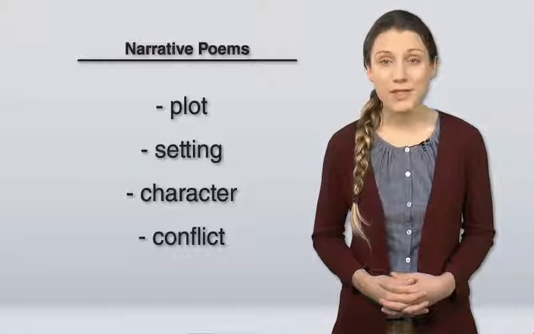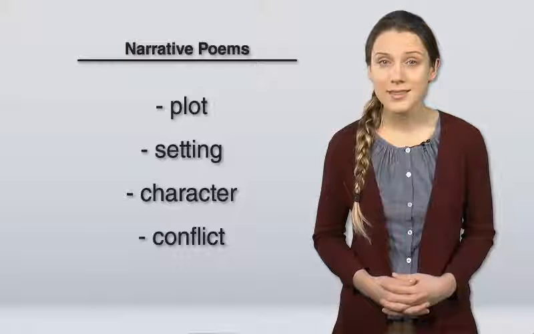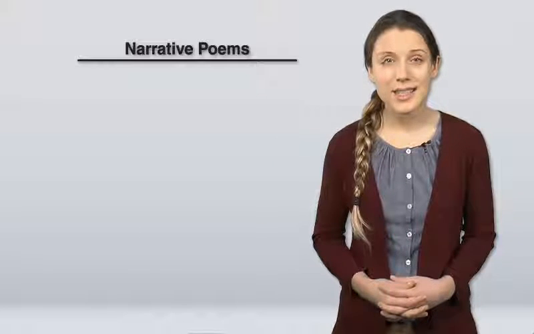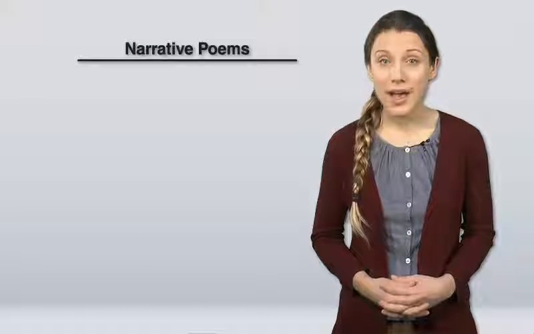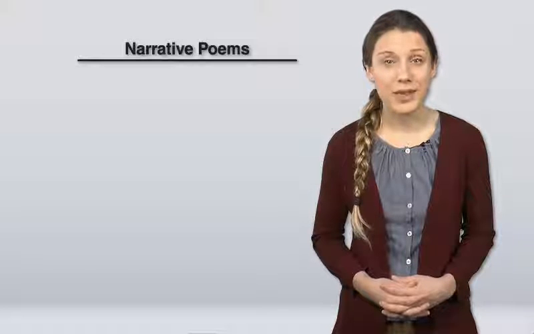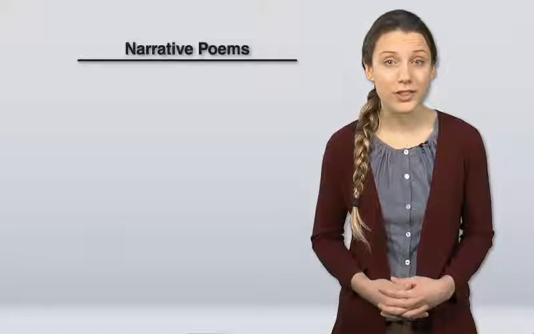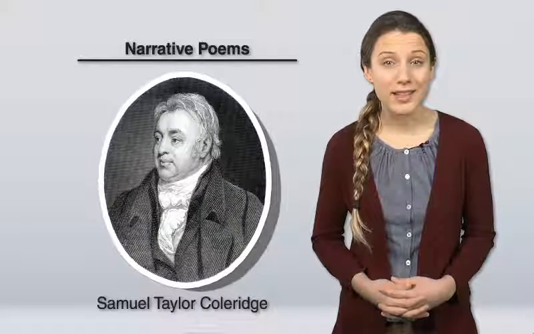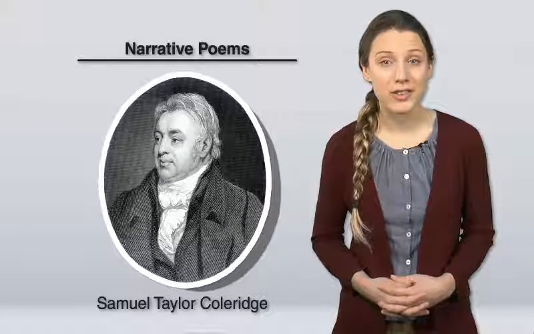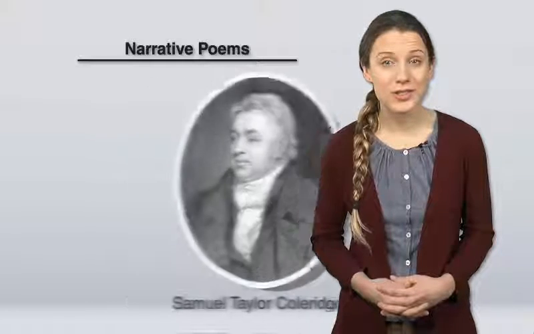Two common forms of narrative poetry are ballads and epics. Typically set to music, a ballad has a regular rhyme scheme and rhythm. Ballads tell a story in a manner more condensed than a novel. One famous ballad is The Rime of the Ancient Mariner by Samuel Taylor Coleridge.